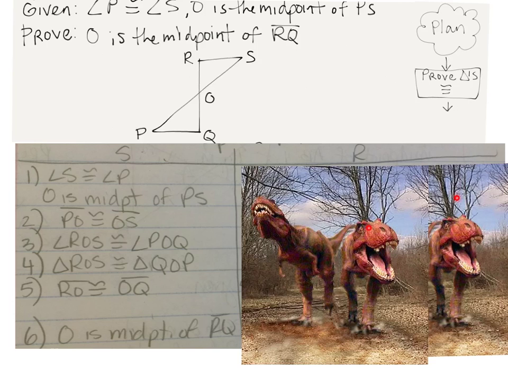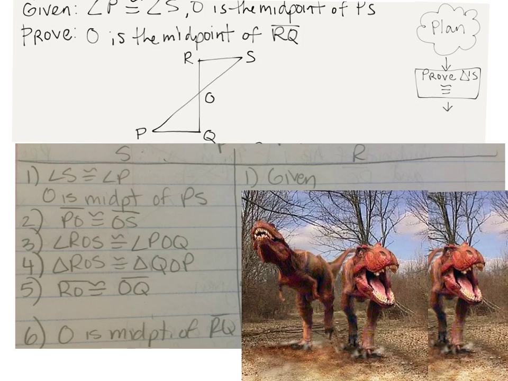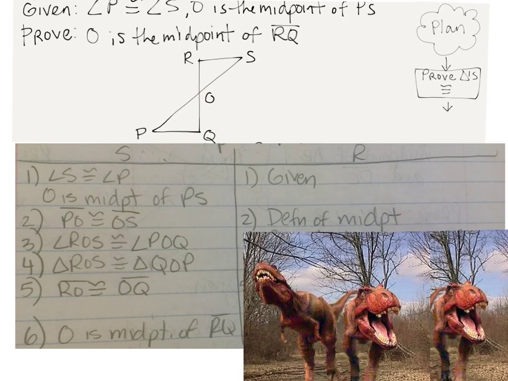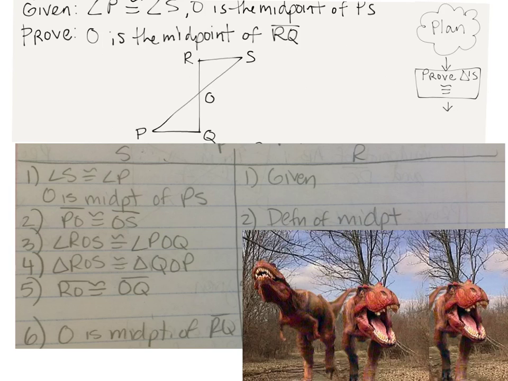Okay, well, I really hope you got the first one right. Why is angle S congruent to angle P and why is O the midpoint? Because it was given to us. Now, what would be the reason for PO being congruent to OS? Oh, I know, because O is a midpoint, and I know what the definition of a midpoint is.